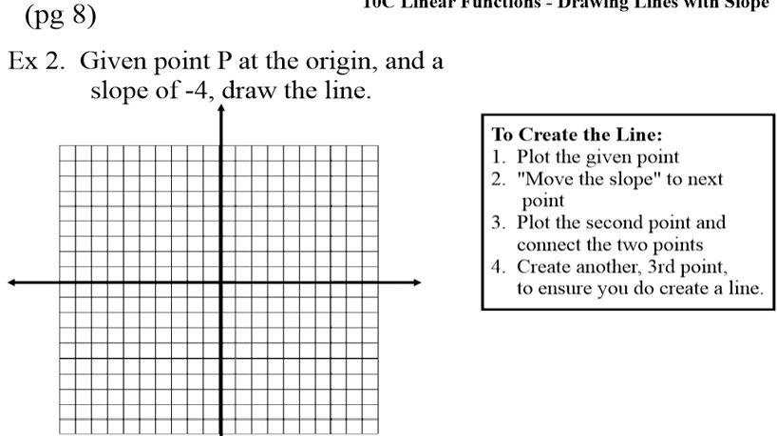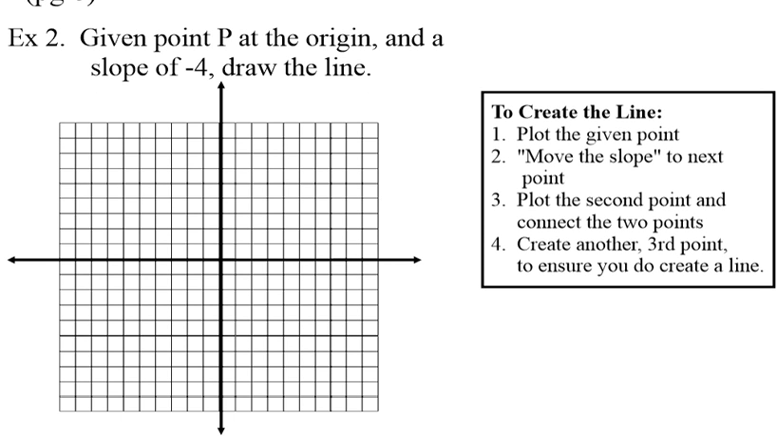Try this one. A little bit different because of terminology. You're given point P at the origin. So at the origin means there's P. There's where we're starting. And now we have a slope of -4. Well, a slope of -4 can be written over 1, remember. So what do these directions tell us?